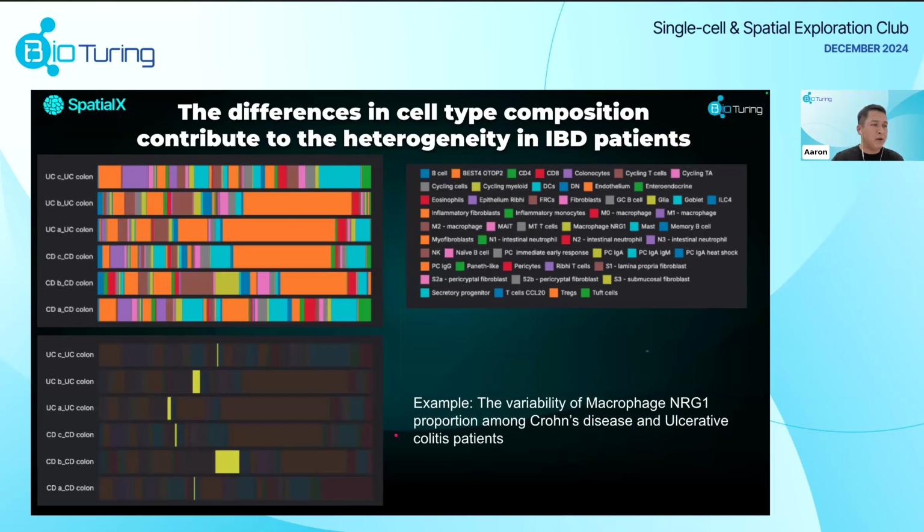For example, if I look into the NRG1 macrophage, the one that I showed you before, you can see that even if we just look at one cell type, there is variability of the macrophage among different conditions. And this may contribute to the heterogeneity between different patients, and may also be involved in the response to treatment.